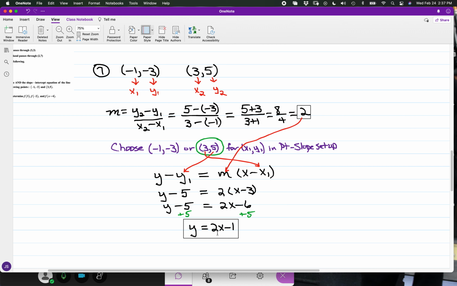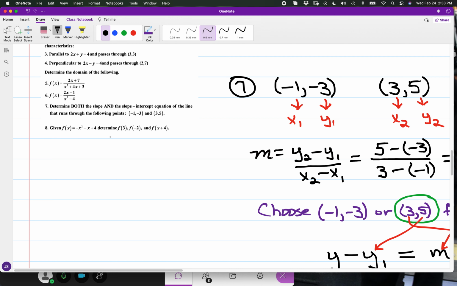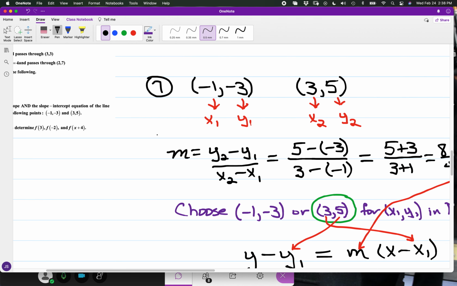All right. Now, for number 8, we have a function where f of x is equal to the negative of x squared minus x plus 4. This is another way of saying y, and I want to find out what y is when x is set to 3, and also when x is set to -2. I'm also looking at the functional expression that results if I change the input from x to x plus 4.